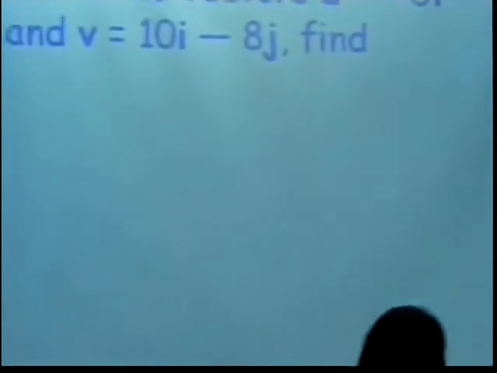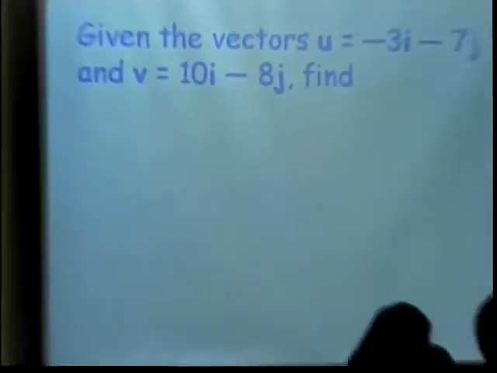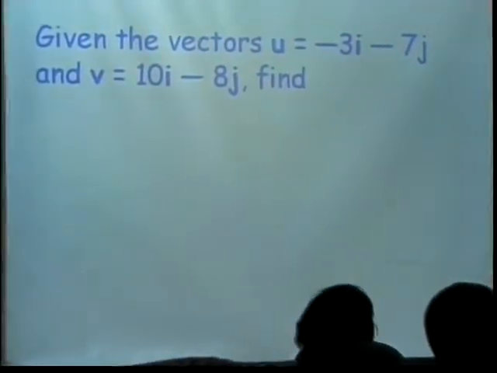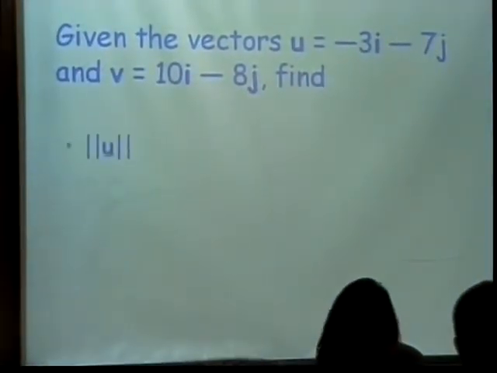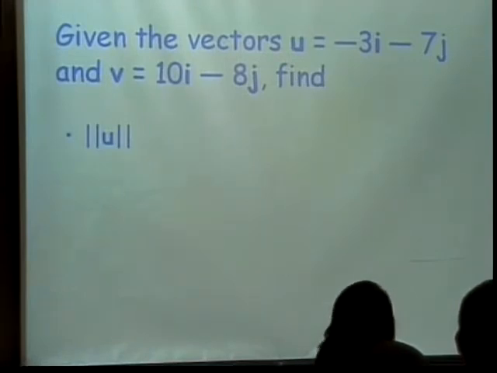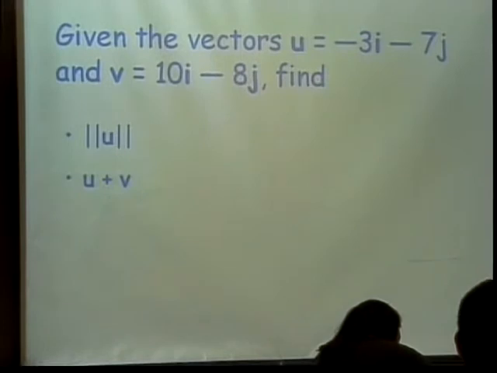Remember we mentioned that we could add and subtract vectors and we could multiply them by numbers? Guess what? The adding and subtracting is really easy. We know how to find magnitude. Let's add our two vectors together. What do you think I need to do to add u with v?